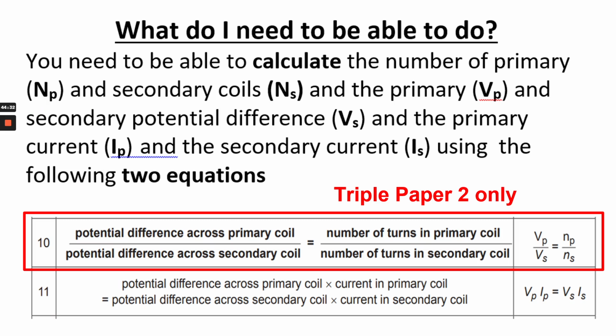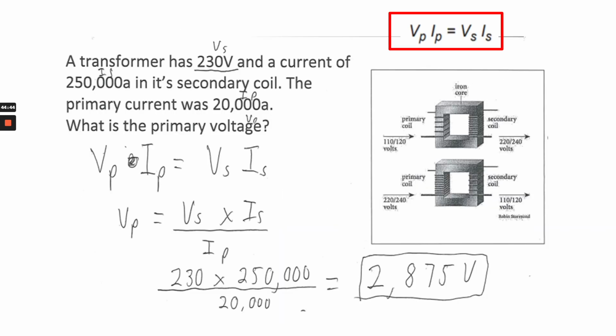So what do you need to be able to do? The top equation you don't need to know if you're doing combined. The second equation you do need to know if you are doing combined, so I'm going to focus on that one now. A transformer has 230 volts and a current of 250,000 amps in its secondary. That's Vs and Is. The primary current was 20,000 amps. What is the primary voltage?